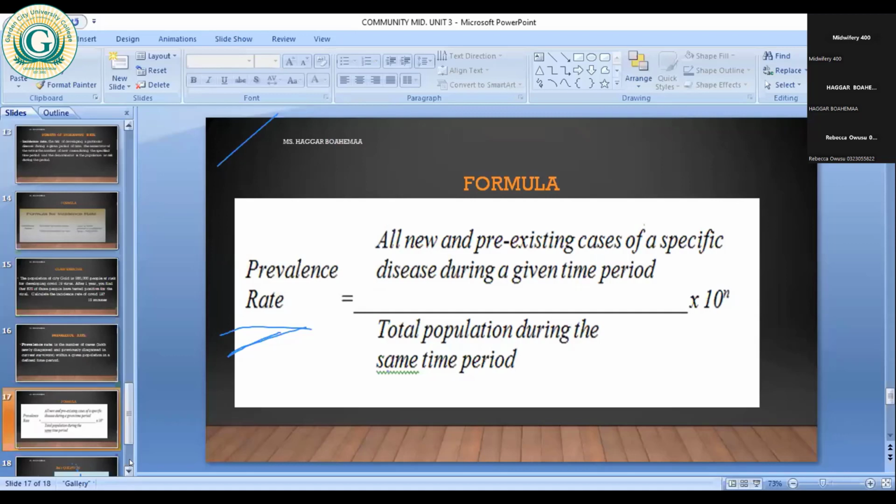Okay. So some of the cases are very dangerous. You don't have to wait till the end of the month. So we said it captures both new cases and then old cases, or new and pre-existing cases of a specific disease during a given period of time over the total population during the same period, multiplied by 10 raised to the power n. So that is the formula.